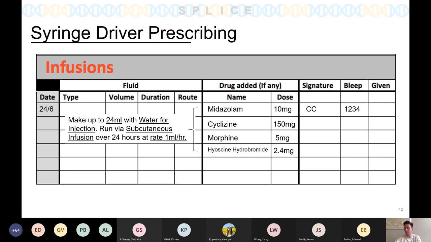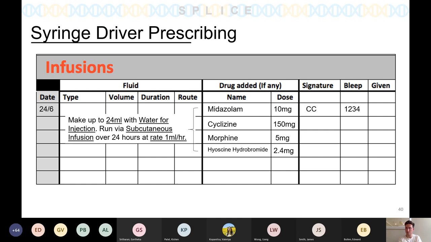And so what I've done is written out an example prescription of how to prescribe a syringe driver. As with any prescription, make sure that you've got your date, your signature, your bleep written up, because these are easy marks. Don't forget them. Then what you're going to do is write out your four drugs that will go into your syringe driver to treat those four key symptoms. The four drugs I've gone for are a combination that I learned, which was midazolam for your agitation, cyclizine for nausea, morphine for pain, and then hyoscine hydrobromide for secretions.